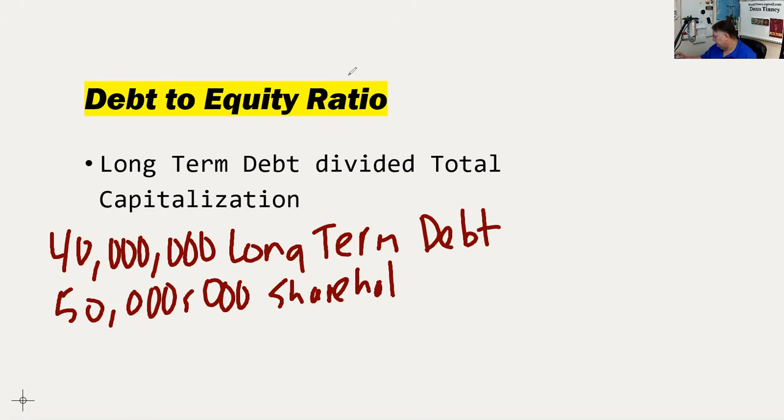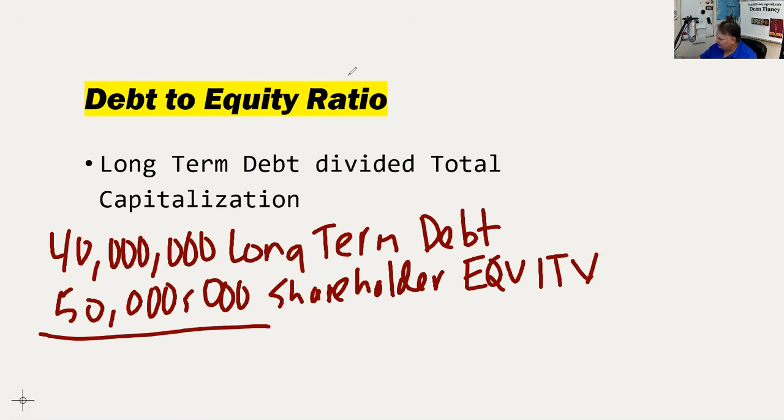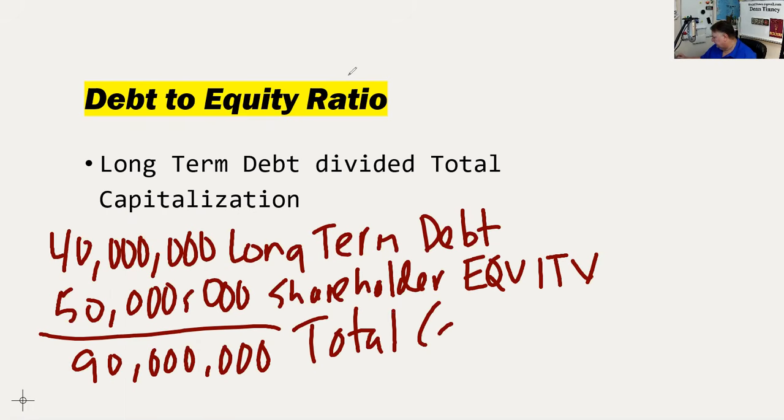These two numbers together are called total capitalization. So in this example, we have $90 million in total capitalization. A separate question, by the way, but the capitalization of a company consists of equity and debt. That alone could be a test question, right? Capitalization is long-term debt and shareholder equity.